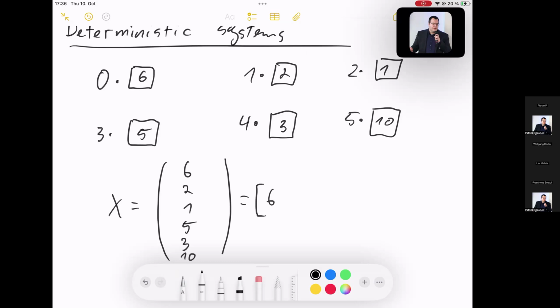We also see this throughout the slides quite often. If we use a row vector, it just leads to less vertical space. And so we can say 6, 2, 1, 5, 3, and 10. But transposed, because we always work with column vectors, or mostly with column vectors, in this course. And if we want to represent a column vector as a row vector, we write the row vector, but transpose it. So it means it's a column vector.